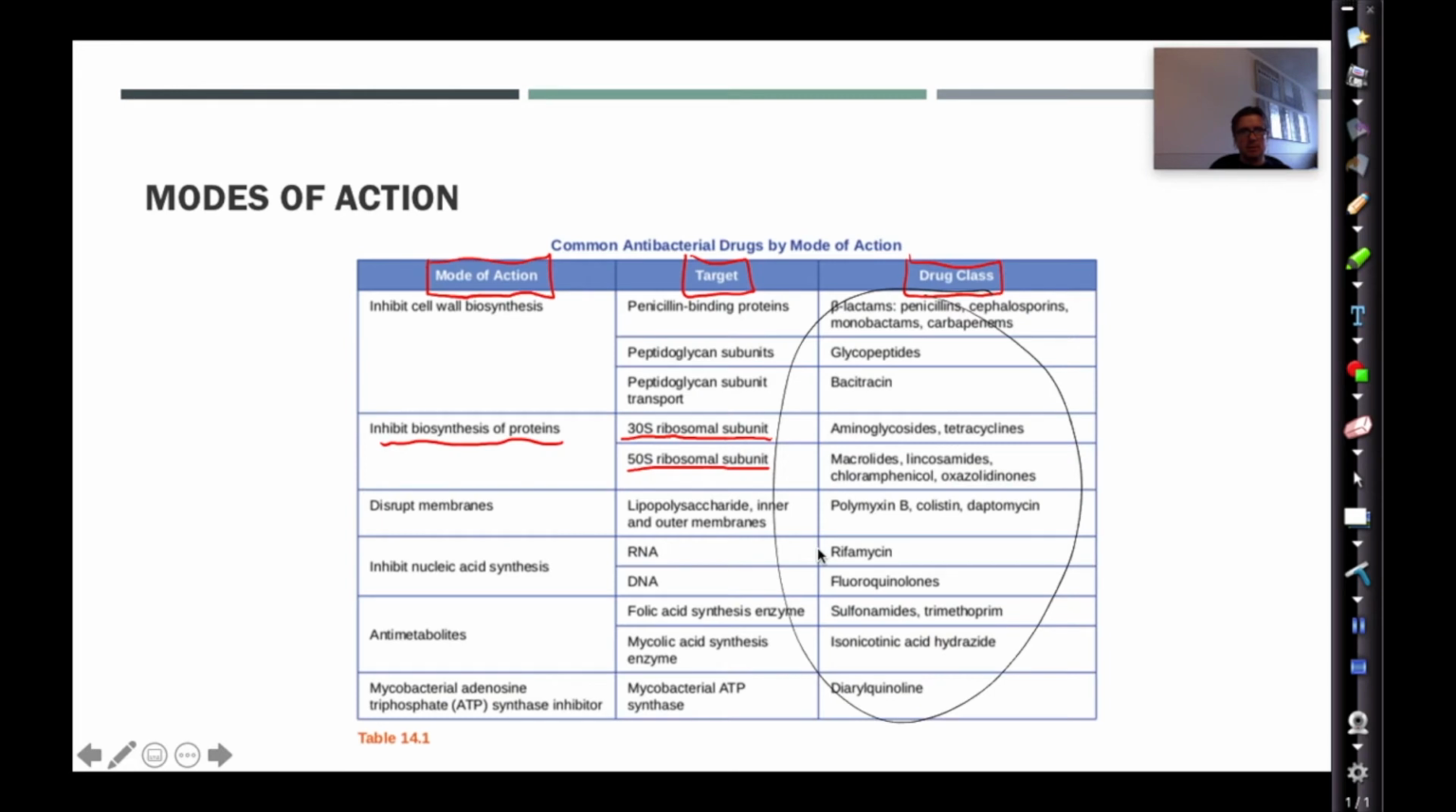And when we talk about these drugs, mode of action, target, and drug class, inhibit cell wall biosynthesis, these are the beta-lactams. You must know these for the exam. So this table you must know. But I think these are pretty straightforward in that, for instance, aminoglycosides and the tetracyclines inhibit protein biosynthesis by targeting the 30S subunit. So fairly straightforward from things we've already learned in the course.